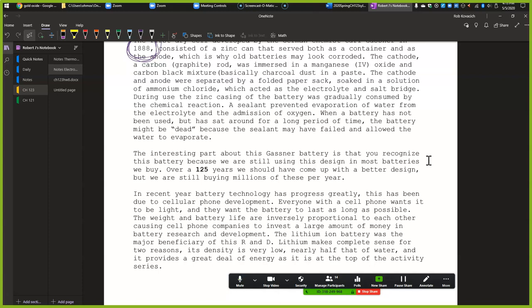Who remembers the Galaxy Note phones? Galaxy Note 7. The Galaxy Note 7 was catching on fire because they did a bad design with where the electrodes were in the battery.